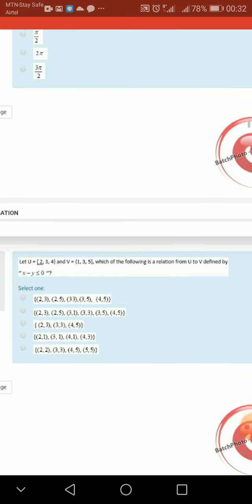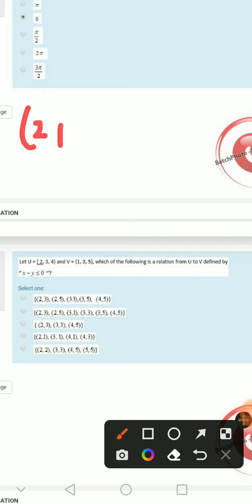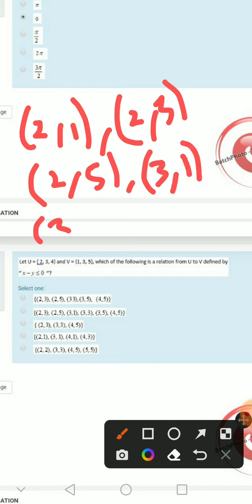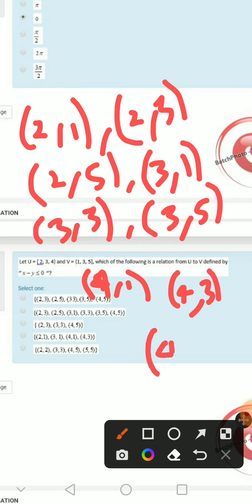I think I would like to write here. When I mean pairing, look at it: you have U2, V is 1, you continue, U2, V3, okay, U2, V5, okay, then we have U3, V1, you have U3, V3, you have U3, V5, okay, then this is now U4, V1, then when U is 4, V is 3, then when U is 4, V is 5, okay.